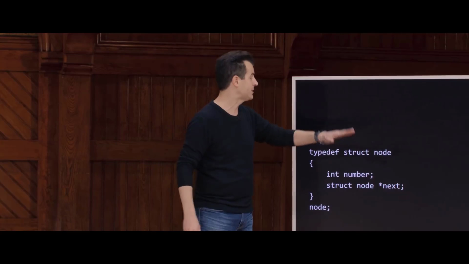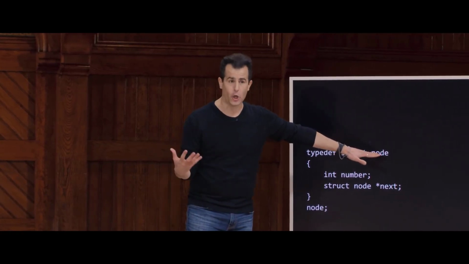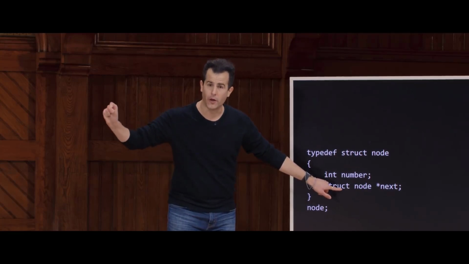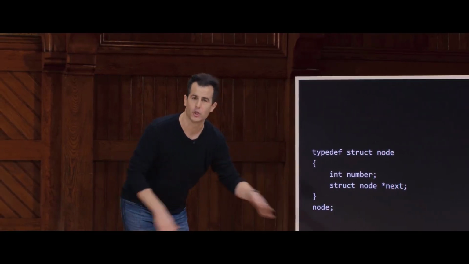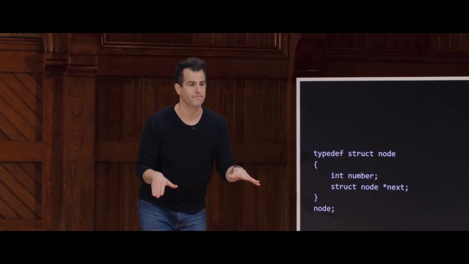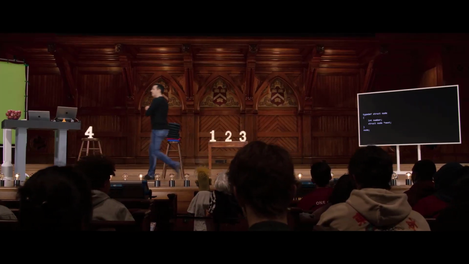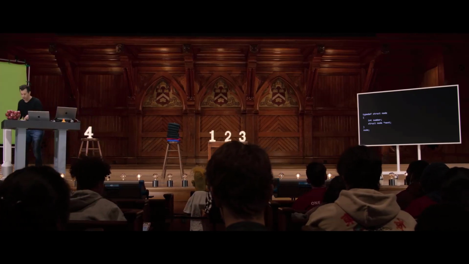You use typedef, struct, the name of the thing you want to define, like node. You use that name on the inside if you want to point from one to another, and then you can shorten it down here to just be called node. Questions then on this code here? Questions on what we just did?